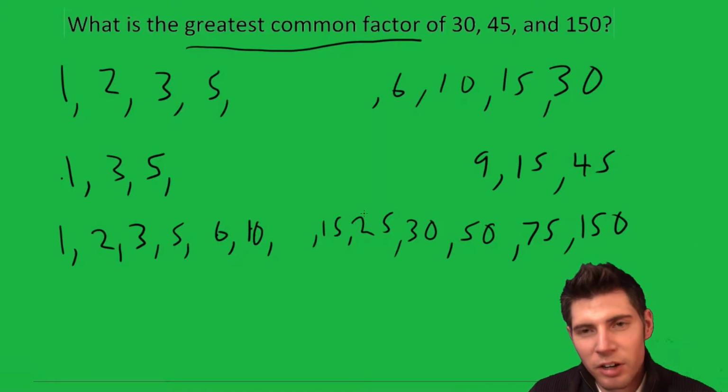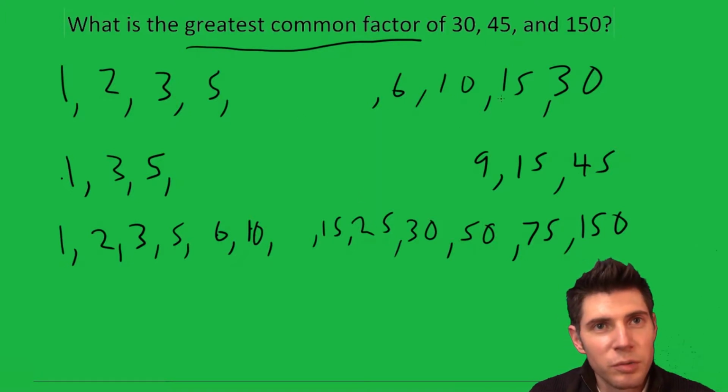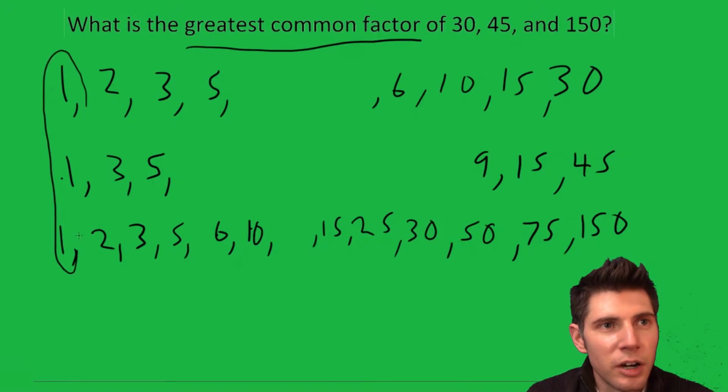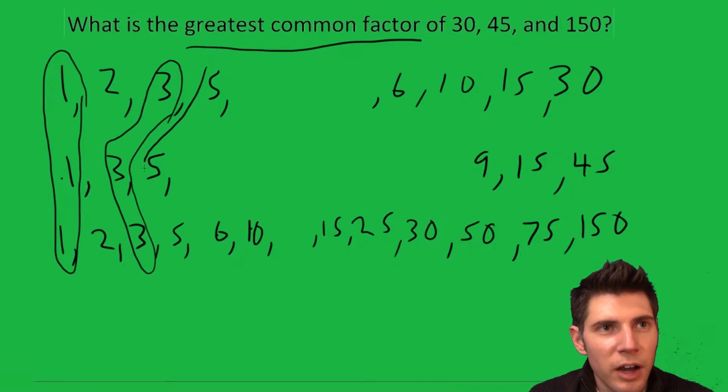So common means it's in all three of them, and we want the greatest one. So let's just find all the common ones first. So they all have a 1 in common. They don't all have a 2. They do all have a 3 in common. They all have a 5 in common.